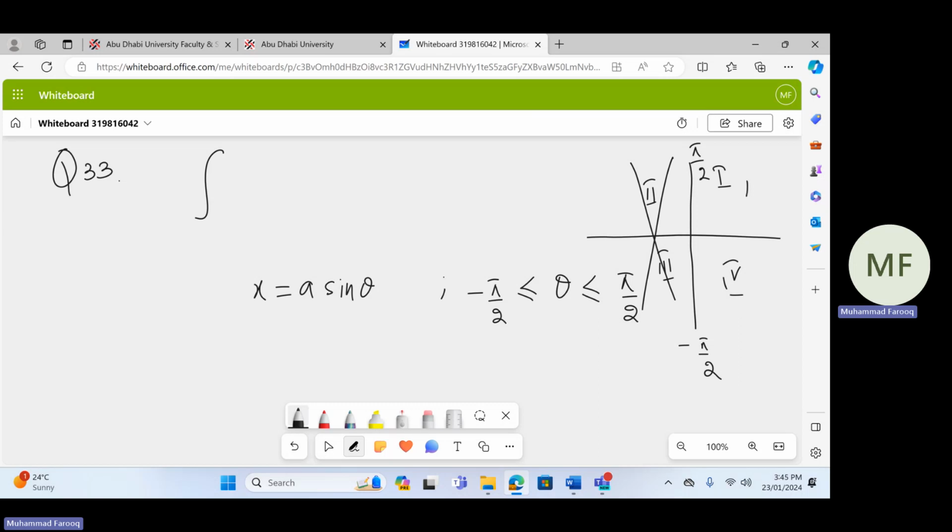In quadrants 1 and 4, cosine is positive. That's why you can remove the absolute value without negatives. Is that clear? So in this case, you have to check which function you are using as substitution. You should remember the ranges.